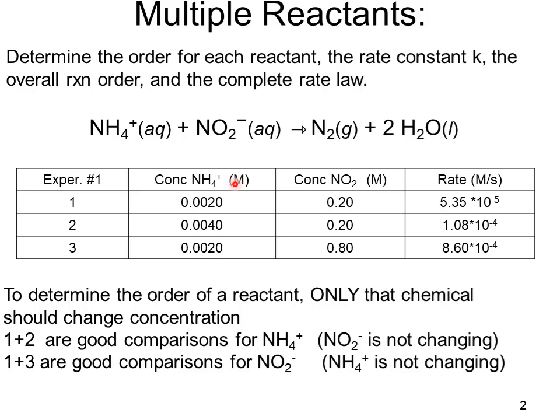So for example, when I look at trials 1 and 2, NO2 minus is not changing. And that's important because I can say any change in the rate must be related to the change in concentration of NH4, right? And since NO2 minus is not changing, it's not important in the difference between those two experiments, I should say. If I wanted to look at NO2 minus, I would look at trials 1 and 3 because only NO2 minus is changing.